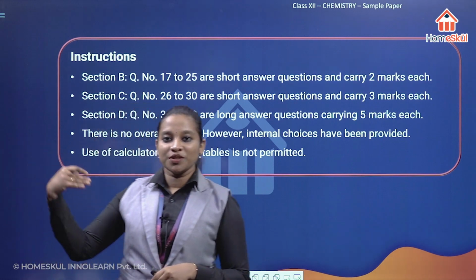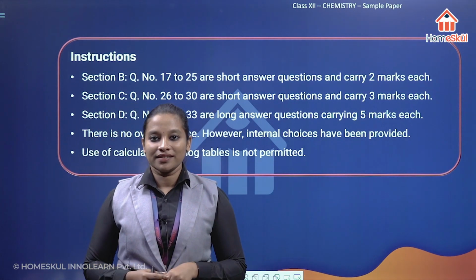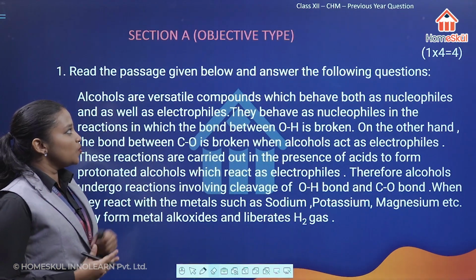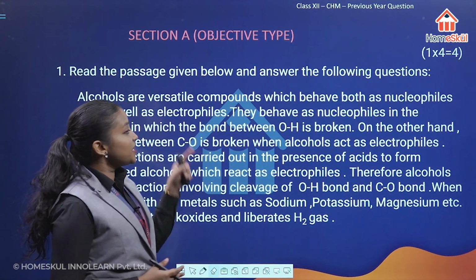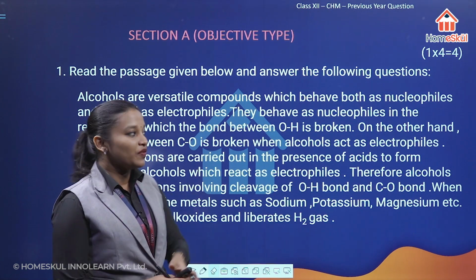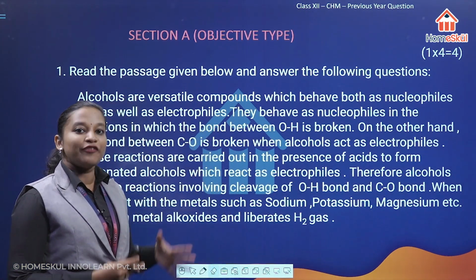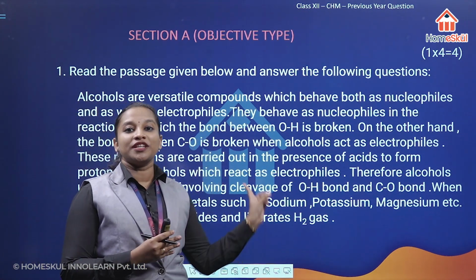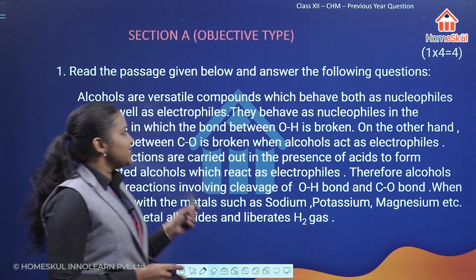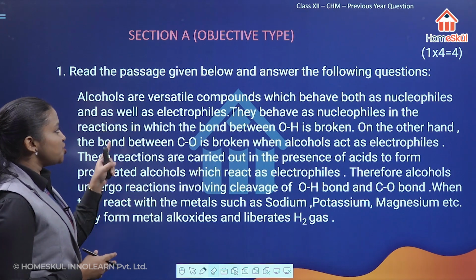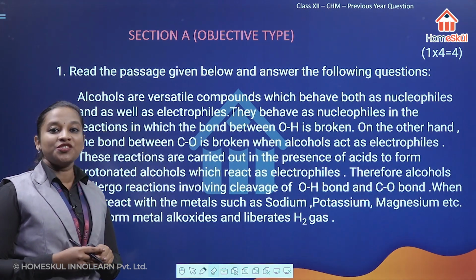Okay, just go through these general instructions and let's answer the question paper. We can start the question paper. Okay, here, Section A. Section A consists of objective type questions. Okay, we have a passage here. You have to read that passage, and based on this passage, 4 MCQs are given. Okay, so let's answer the first. Read the passage given below and answer the following questions.